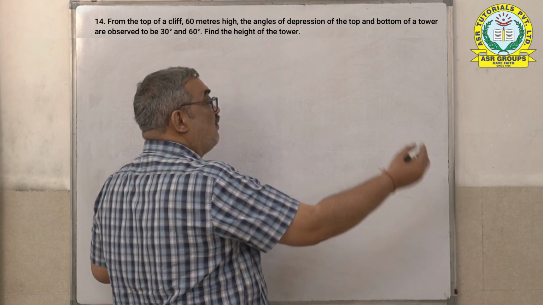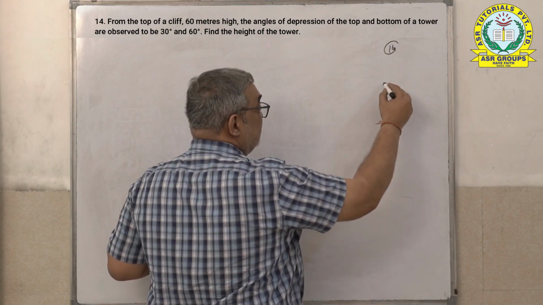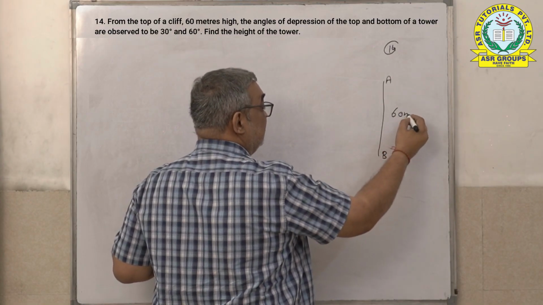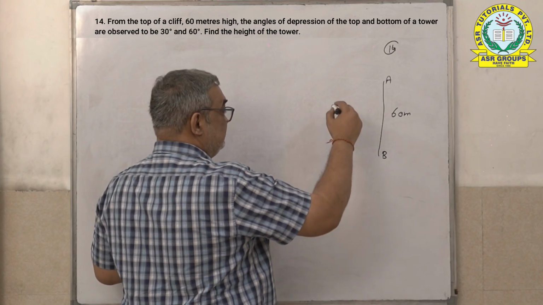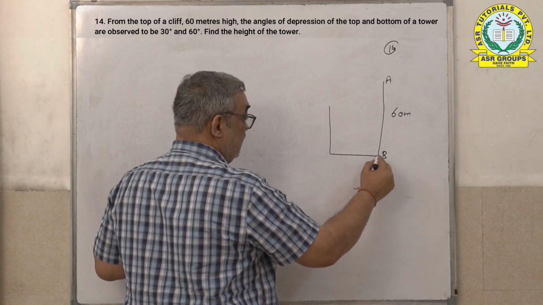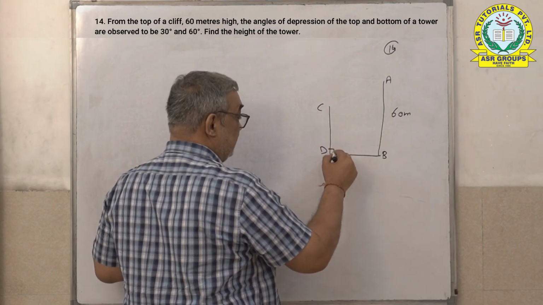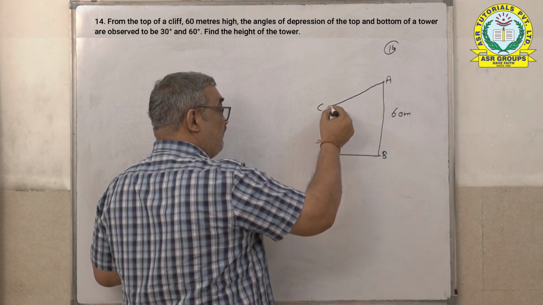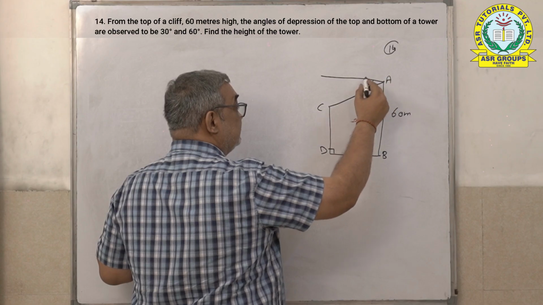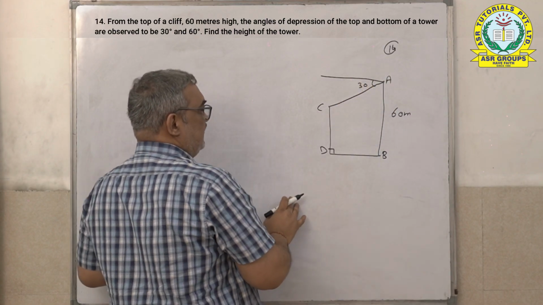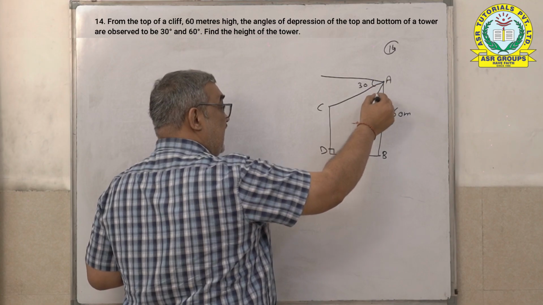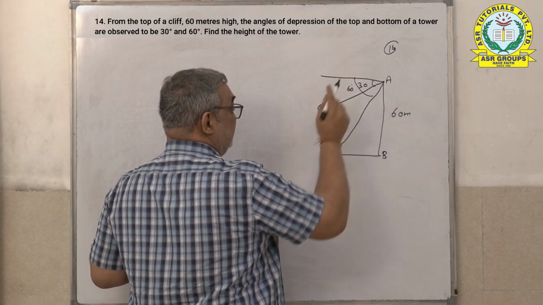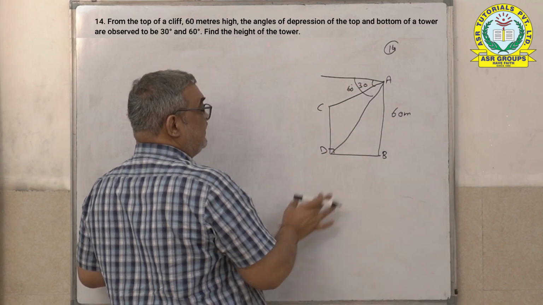Welcome to sum number 14. There is a cliff whose height is 60 meter. There is a tower whose height is not given. From the top of the cliff, the angle of depression of the top of the tower is 30. And from here, the angle of depression of the bottom of the tower is 60. Find what is the height of the tower.